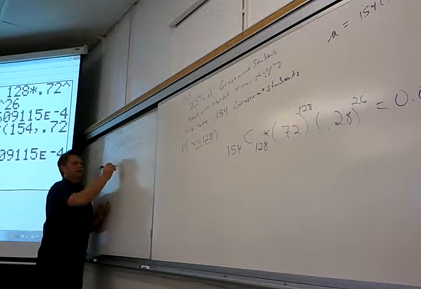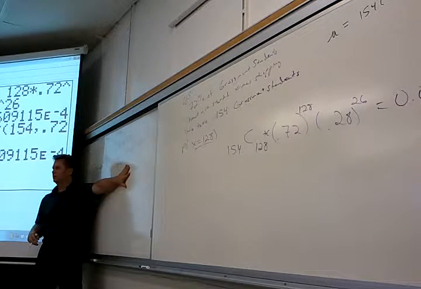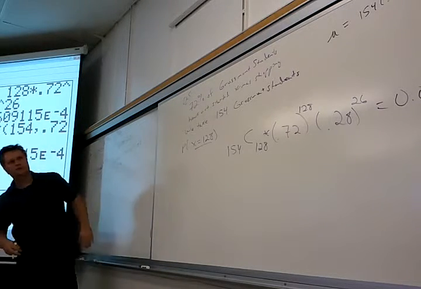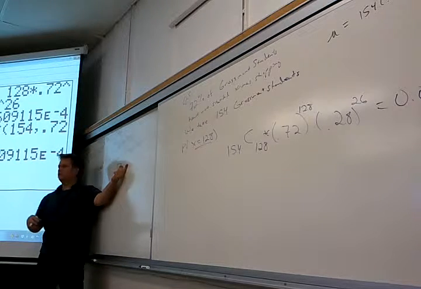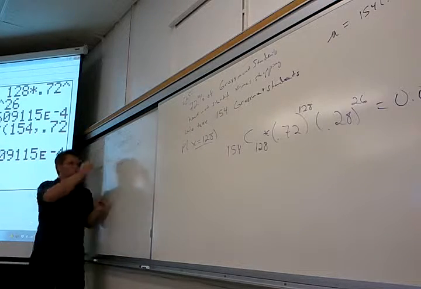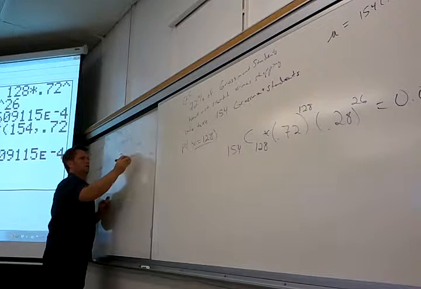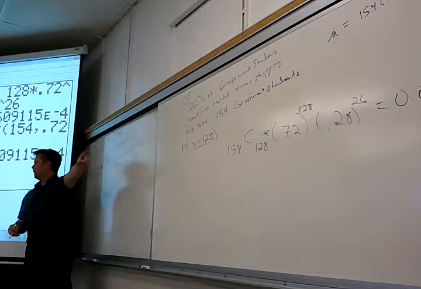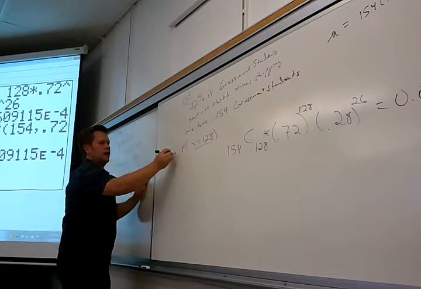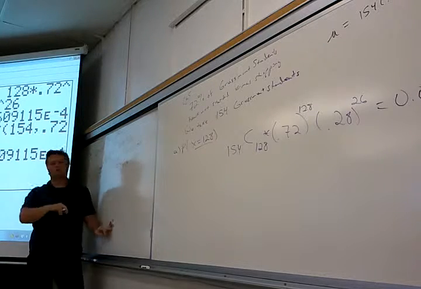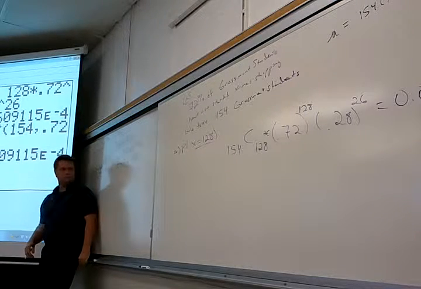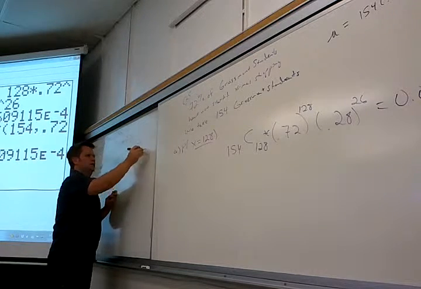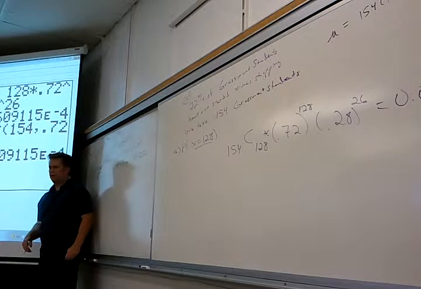All right. What's the standard deviation for this case? What's the formula? Root npq. Beautiful. Square root of npq. It's the same problem, same setup. Part A was exactly 128, and part B now is greater than 128. So p was 0.72, q was 0.28.